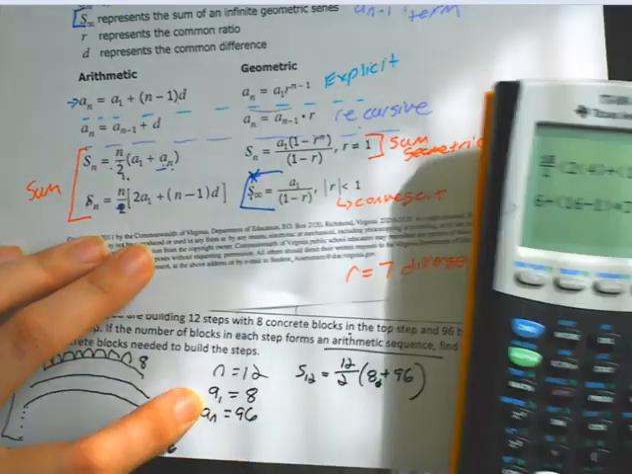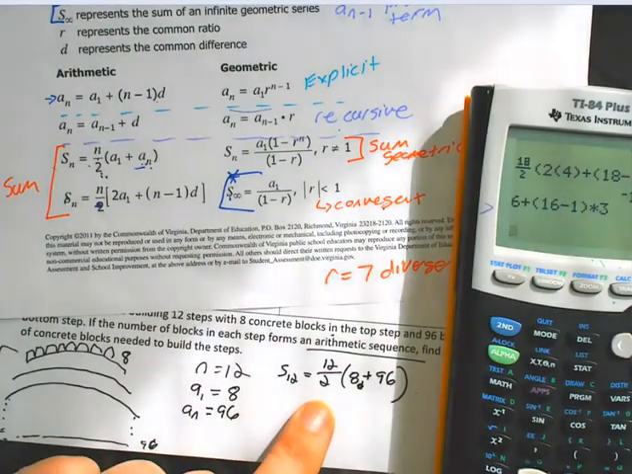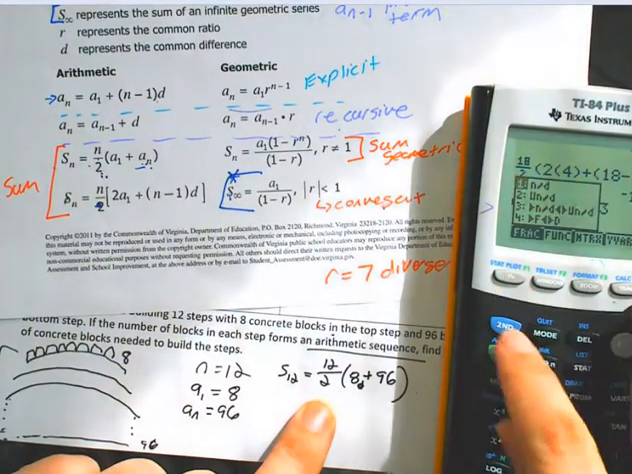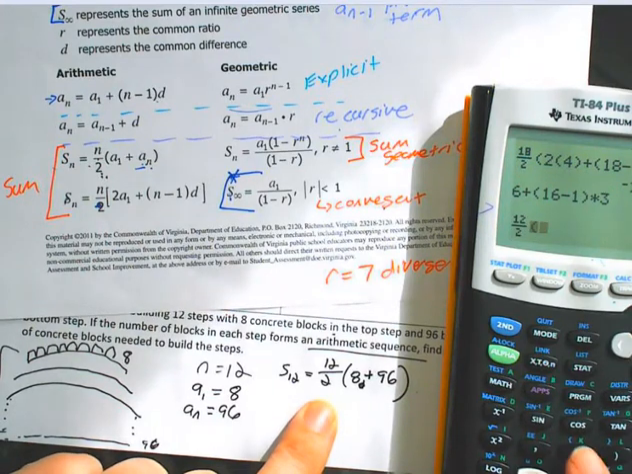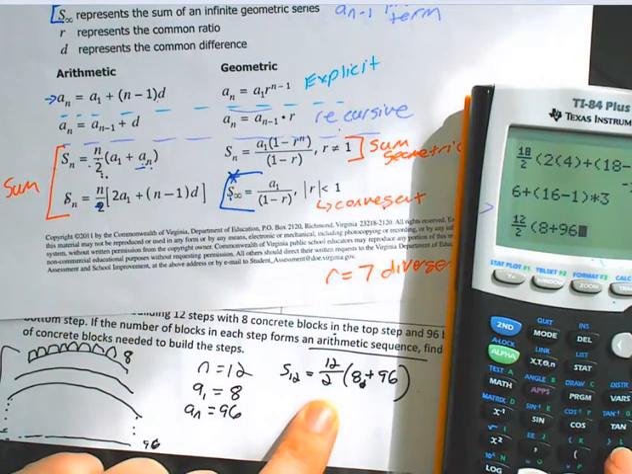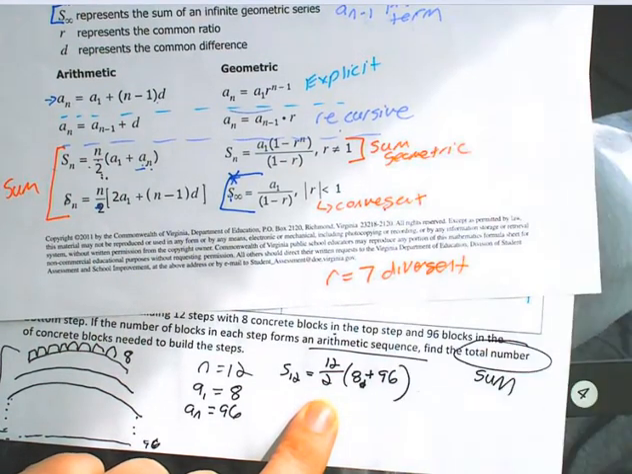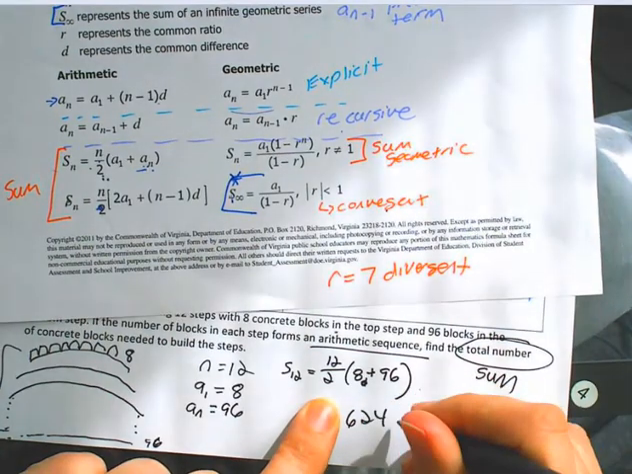All right, so let's take a look. So we're going to put that in the calculator. Alpha y equals 12 over 2 times 8 plus 96. So there's a total of 624 blocks.